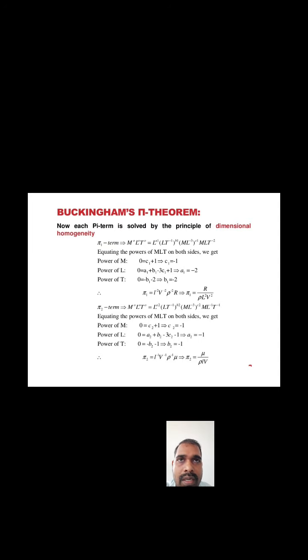Pi 2 is nothing but M0 L0 T0, which is equal to L power a1, L power a2, V power b2, rho power c2 into mu, that is air viscosity mu, right? The only thing is that the dimension changes, so the powers change, so the constants a2, b2, c2 are changing. Now we are calculating pi 2. Then you have to use the same methodology to find out pi 3, right?